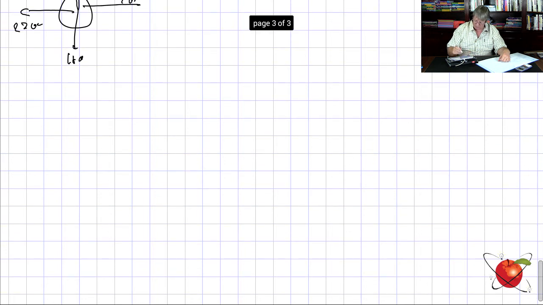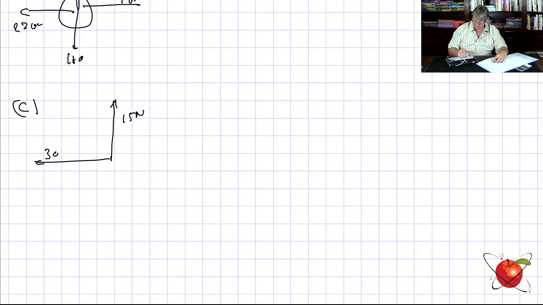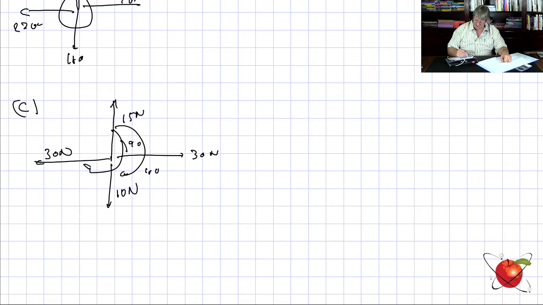This is question C. Oops. Hate it when it does that. 15 newtons at 0. Right? That's a bearing of 0. 30 newtons at 270. 10 newtons at 180. Okay? And 30 newtons at 90. Okay? That's 90. That's 180. And that is 270 degrees, right? Obviously, in between there are other bearings that we get.